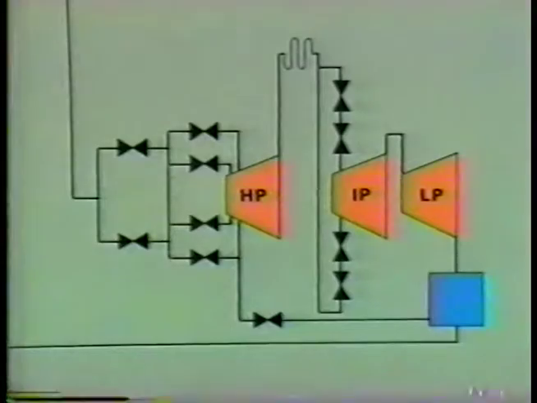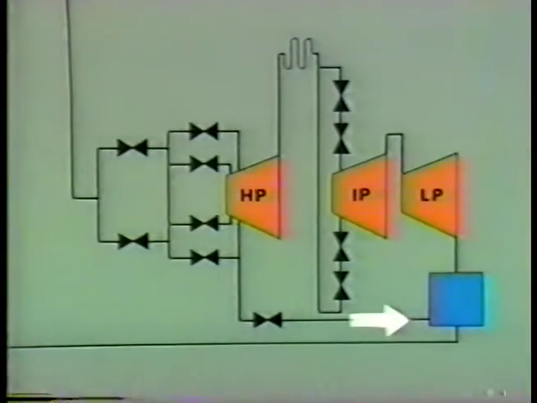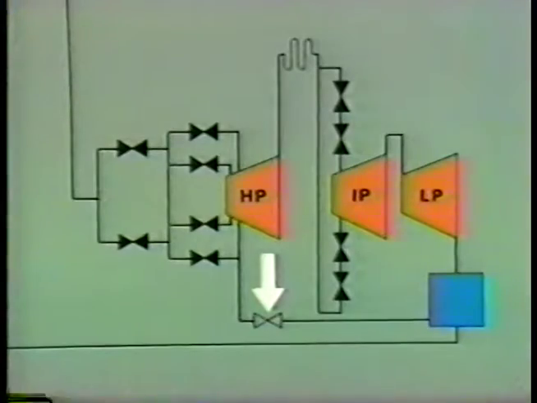The ventilator valve is connected to a steam line between one of the control valves and the HP turbine. The ventilator valve discharges directly to a low-pressure area, normally the condenser. When the turbine trips, the ventilator valve opens.